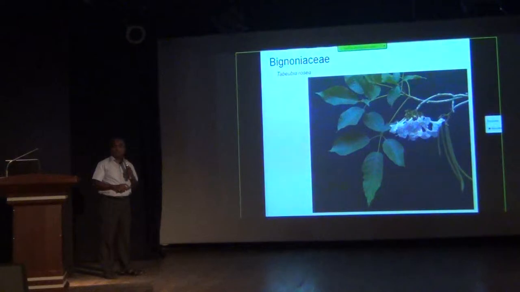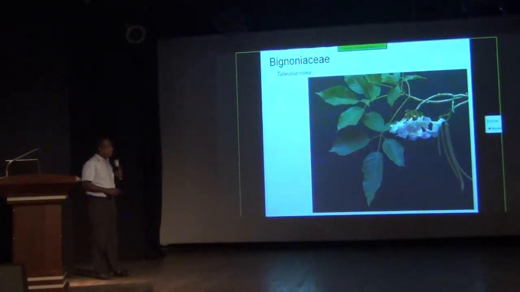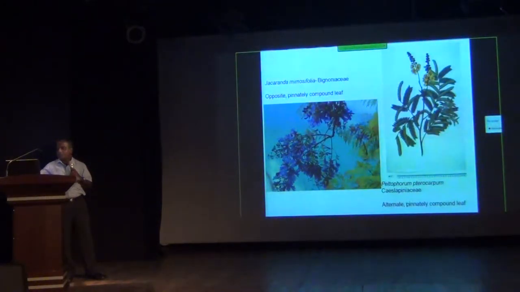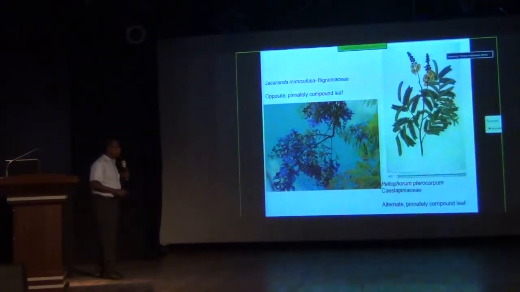but not always will they have compound leaves, there will be simple leaves, I will come later. But always the plants of this family, Bignoniaceae, will have opposite compound leaves. Of course, these flowers are very characteristic in Bangalore. No one will be able to miss them. Jacarandas and tabebuias. And as I said earlier, it's a compound leaf.